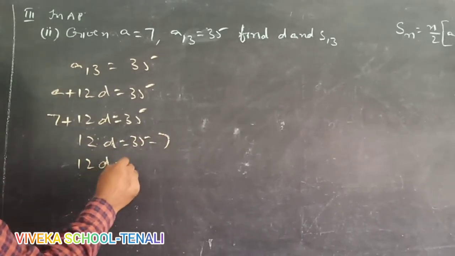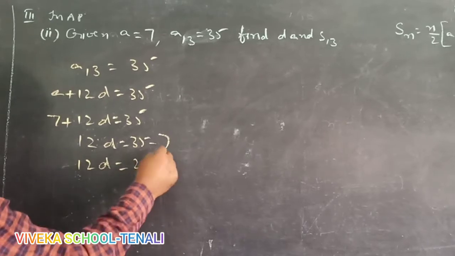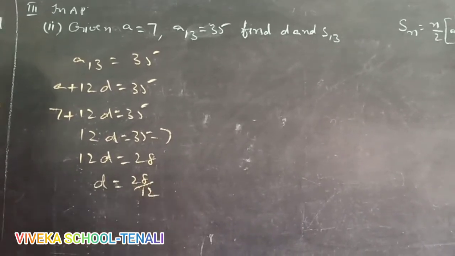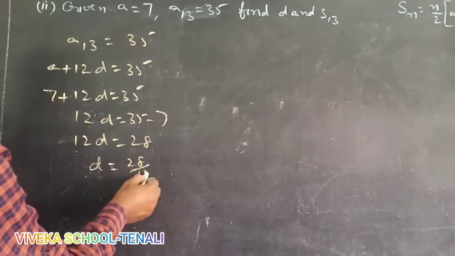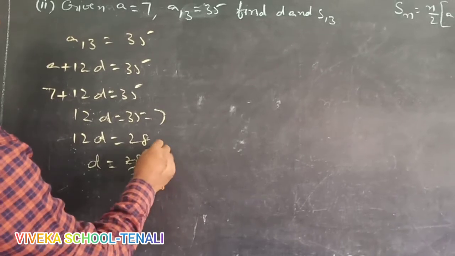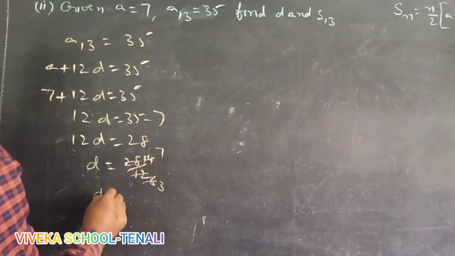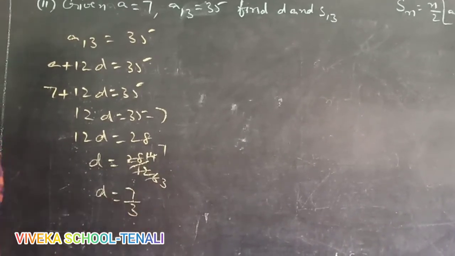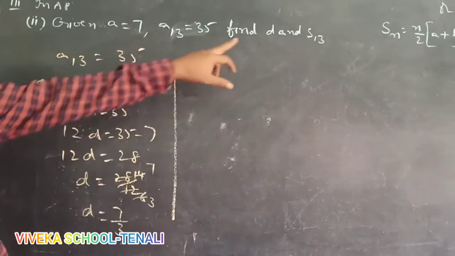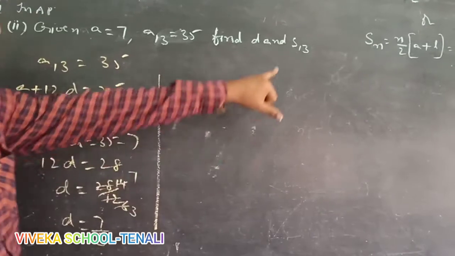12d equals, what is it? 28. d is equal to 28 by 12. 28 by 12, then 2 sixes, 2 fourteens, next 2 threes, 2 sevens. So d equal to 7 by 3. d equal to 7 by 3. So yes, the d value is found out.